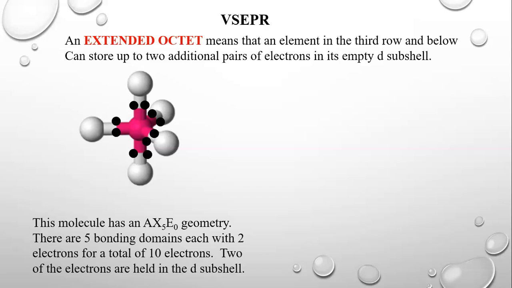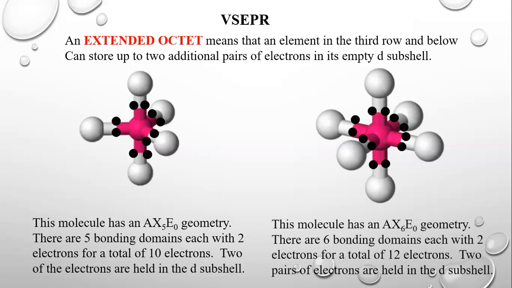And you can also have another pair. So this molecule has an AX6E0 geometry. It bonds in 6 different directions. There are 6 bonding domains, each with 2 electrons, for a total of 12 electrons. So 2 pairs of electrons are held in the d subshell. You can't go beyond 6. There's nothing beyond 6. And even this theory is a little bit controversial, but this is generally what's accepted as to what's happening in some of the bonds. Now you're going to see some examples of these types of bonds, extended octets.